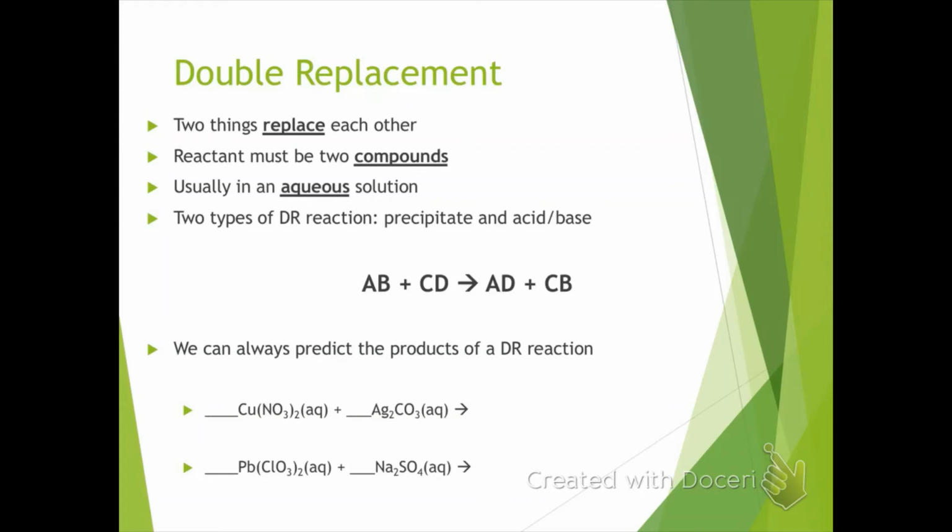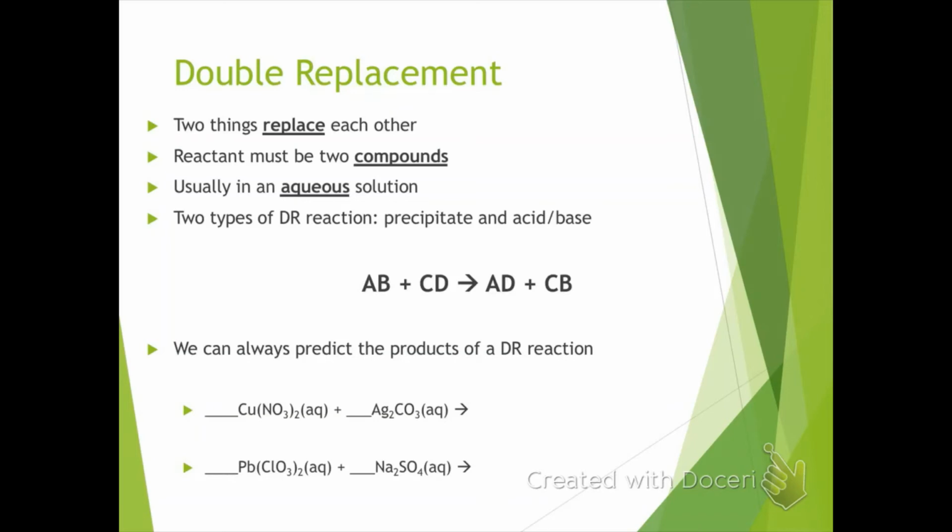We're going to learn more about those later this year, but in an acid-base reaction, we're going to have water as a product. So let's take a look at this. In our double replacement general reaction here, we have our two compounds. These are always going to be ionic compounds, and we make two new compounds.